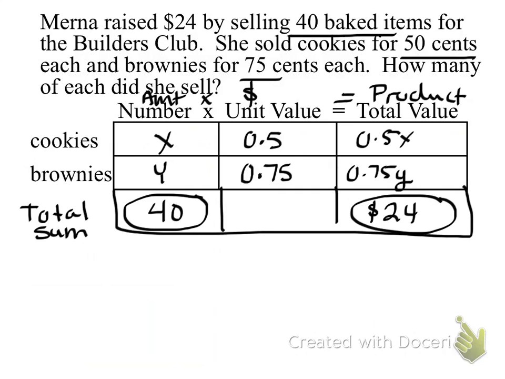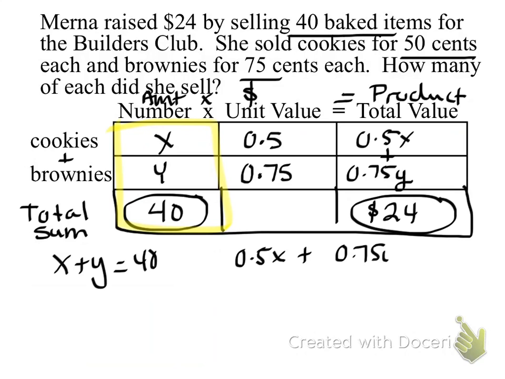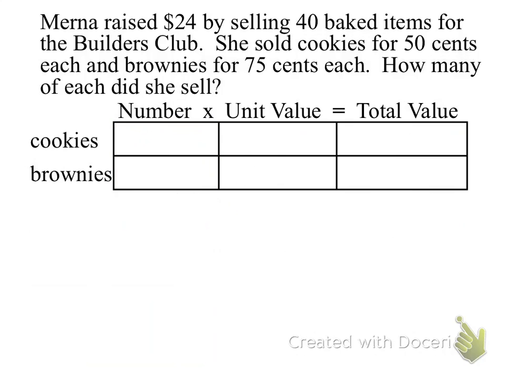Now, what are my equations? Jessica, give me one. X plus Y equals 40. And what's the other one? Carly? 0.5 X plus 0.75 Y equals 24. Good. There you go.